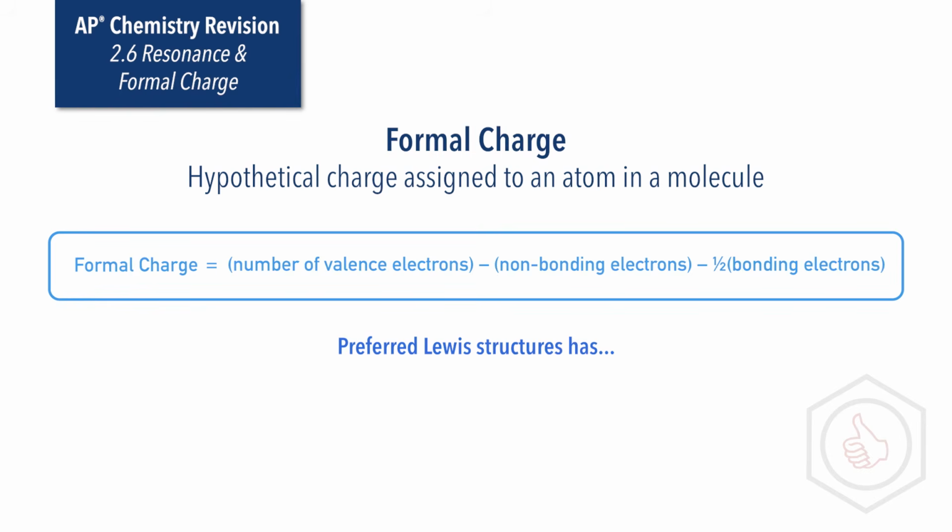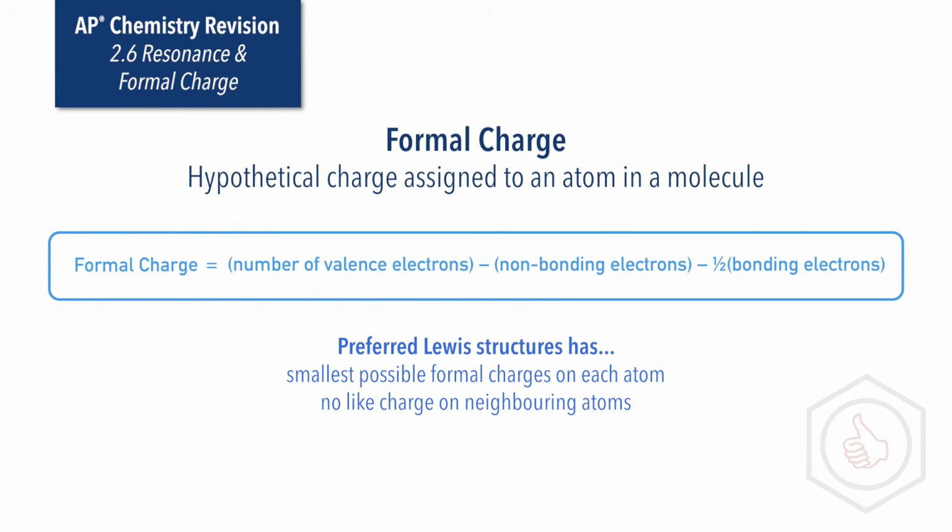A preferred Lewis structure will always have the smallest possible formal charges on the atoms, and it will try and avoid the same charges on atoms next to each other. Ideally, more electronegative atoms have a negative formal charge, and the total charge of all formal charges should give the overall charge of the molecule or ion. Because of this, we can determine which is the most accurate Lewis structure for a particular species by looking at the formal charges assigned to each atom in it.